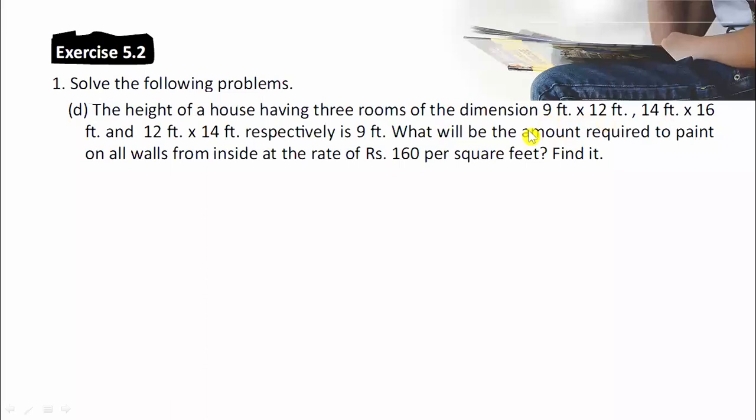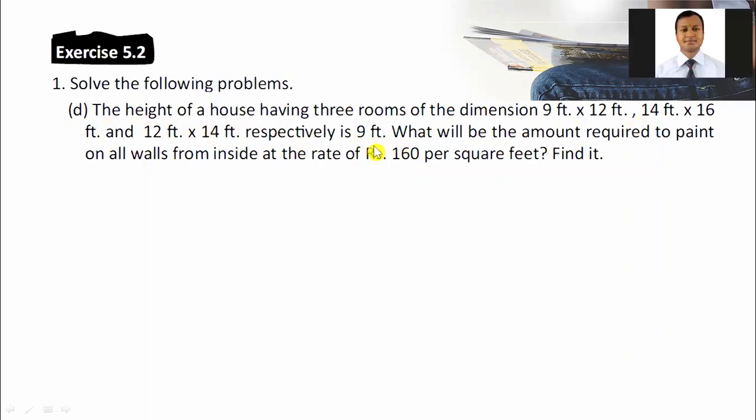So there are 3 rooms of dimension 9 feet into 12 feet, means the room has length 12 feet and breadth 9 feet. Similarly, another room has length 16 feet and breadth 14 feet. Similarly, the third room has length 14 feet and breadth 12 feet. And the height of all these rooms or height of the house is 9 feet. If the height of the house is 9 feet, then the height of the rooms is also 9 feet. That means height for all rooms is 9 feet. Question is clear?